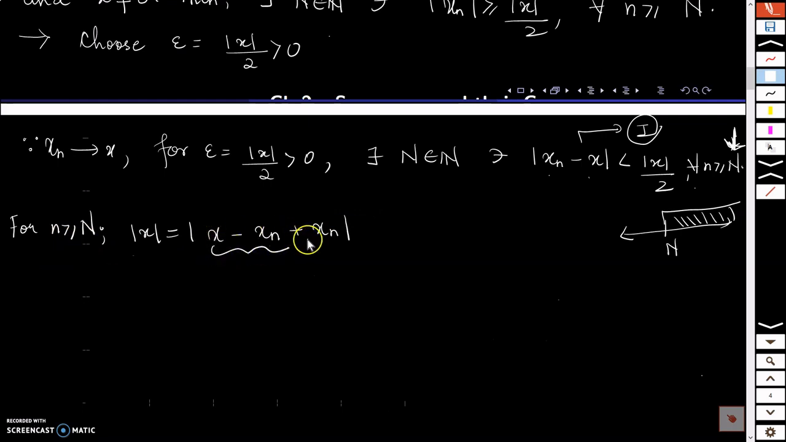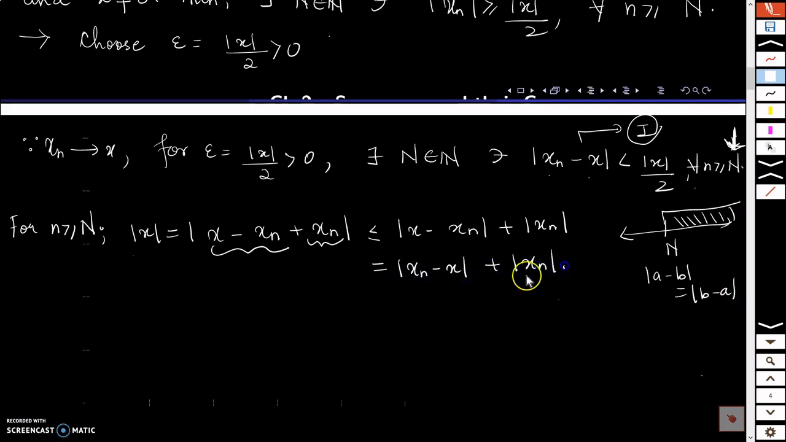Now I take this as one term and this as the second term and apply the triangle inequality. So this is less than or equal to mod of x minus xn plus modulus of xn. I can shuffle these two terms because mod a minus b is the same as mod b minus a, to get mod xn minus x, and I have mod xn here. Now for all n greater than or equal to capital N, by condition 1, mod xn minus x is strictly less than mod x by 2. So this first term is strictly less than mod x by 2, plus mod xn as it is. And this is coming from condition 1.